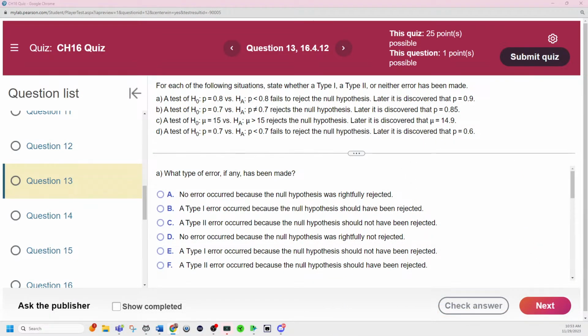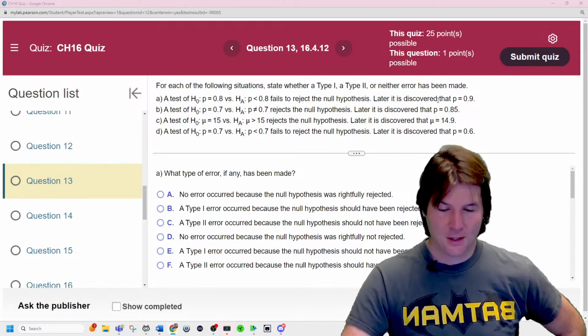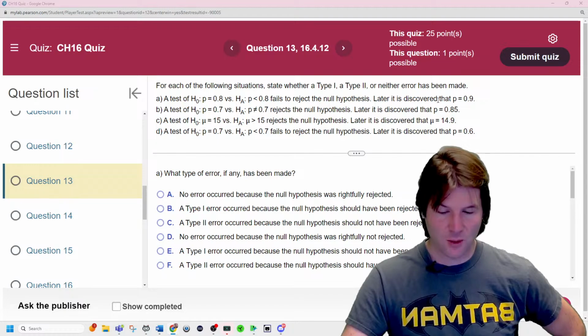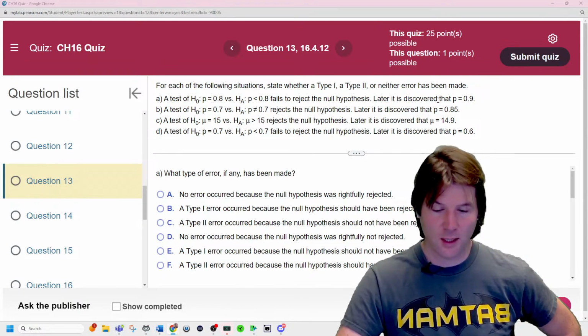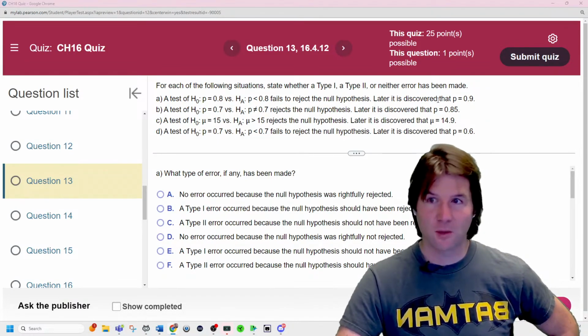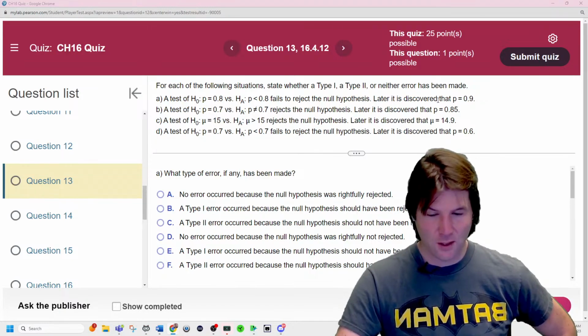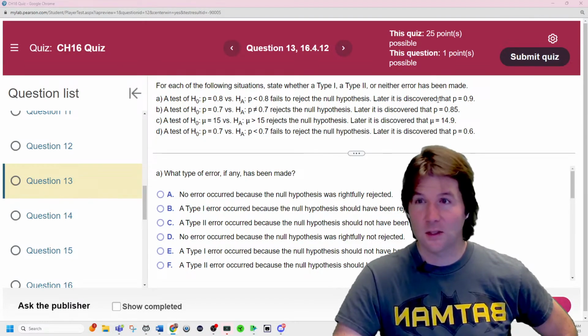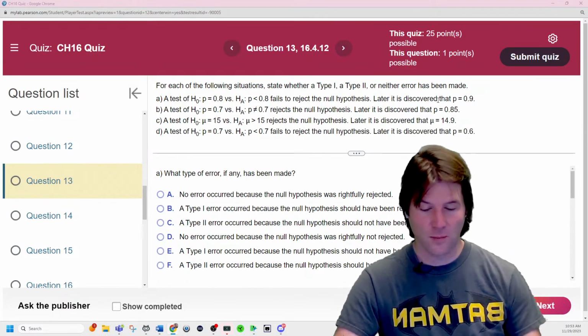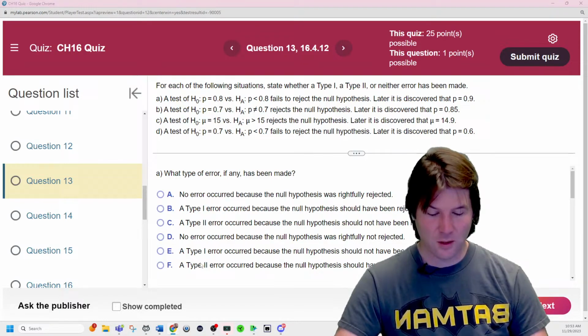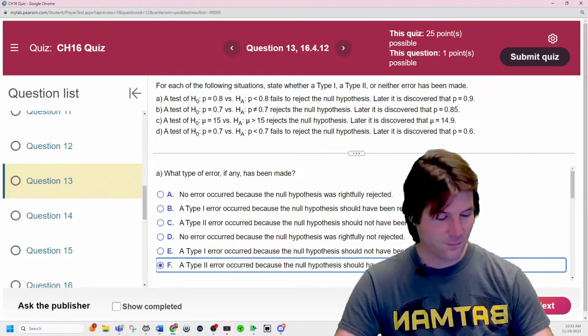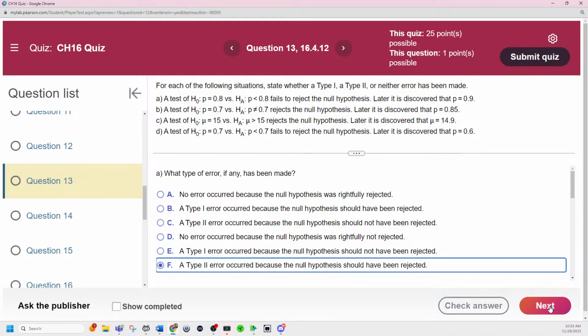For each of the following situations, state whether a type 1 error, a type 2 error, or neither error was made. A test had the null that the proportion is equal to 0.8 with the alternative that it's less than 0.8. We failed to reject the null, so only a type 2 error could occur. Later it's discovered that the proportion was this. That is a type 2 error because they should have rejected the null.